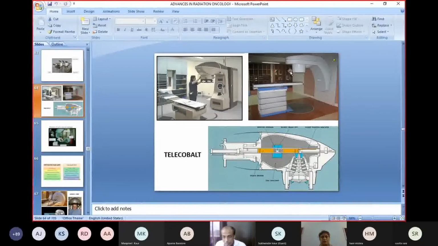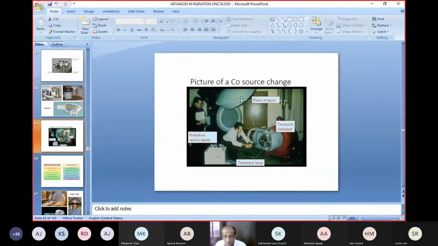So there are two types of machine. One is this Bhabhatron, which we have at our hospital, and this is called Theratron. This is also available in some of the hospitals in India. In both these equipments, there is a radioactive telecobalt source which delivers the gamma rays to the patients. Before the machine is installed, we have to manually load the source into the machine from a radiation safe container by pushing with the help of a T-rod, so it moves into the radiation head of the equipment.